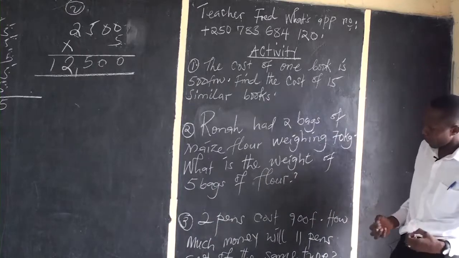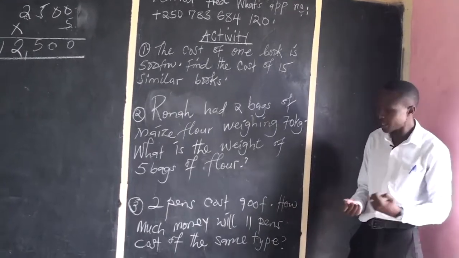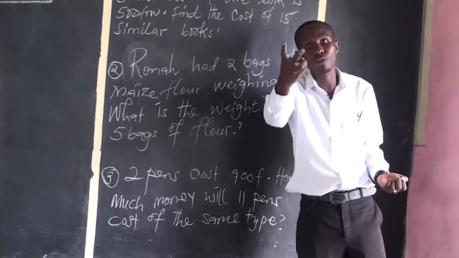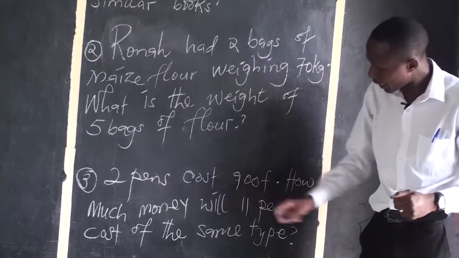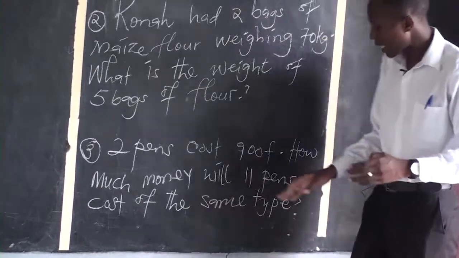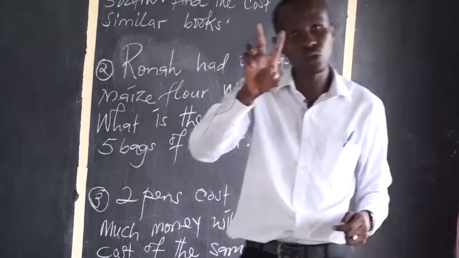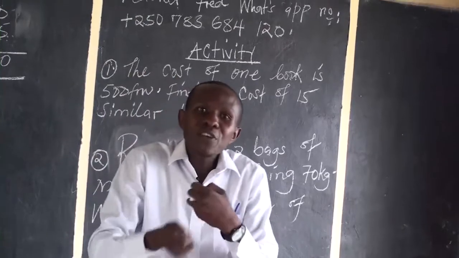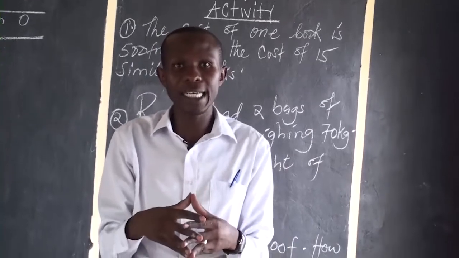Let's come to number 3. Number 3, they are saying 2 pens cost 900 francs. When you go to the shop, you give 900 francs, they give you 2 pens. Then they ask, how much money will 11 pens of the same type cost? So if you take 900, they give you 2 pens. But they are still asking, how much can you give the shopkeeper to give you 11 pens at once?